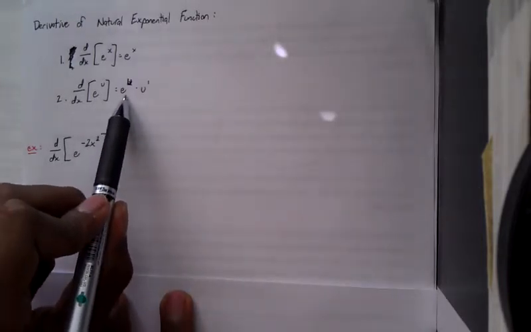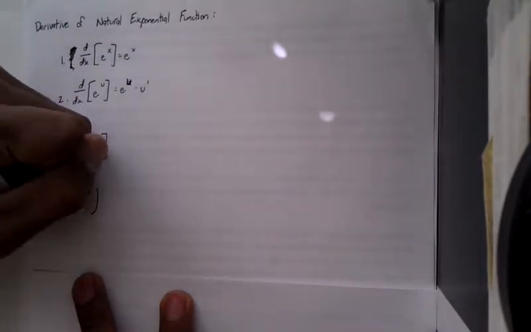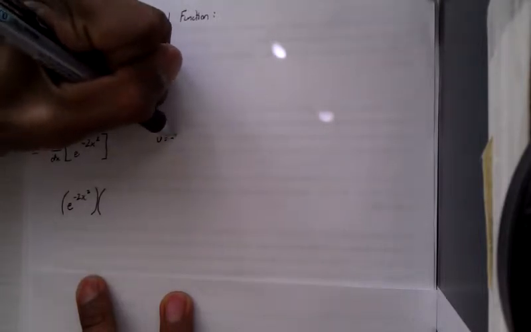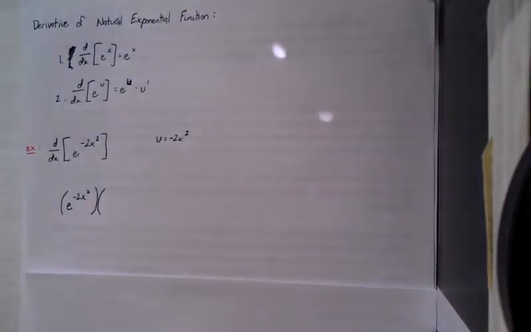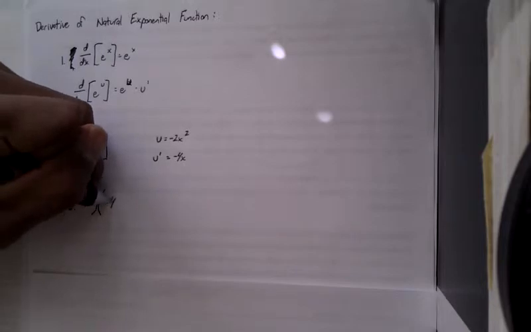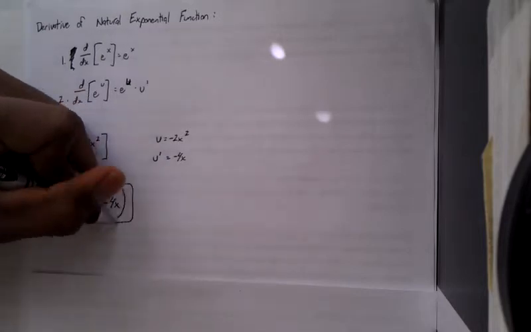First thing we're going to do is we're going to have e to the u, so we're just going to bring down everything. We're just going to bring down this whole thing, and that's going to be multiplied by u prime. U in this case is defined as negative 2x squared. When you take the derivative of that and you get u prime, that equals negative 4x. So we're just going to multiply this by negative 4x, and this would be your derivative.